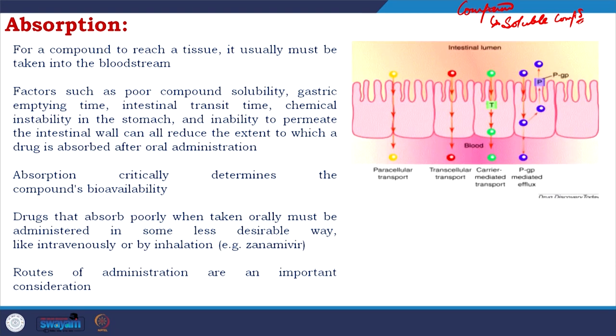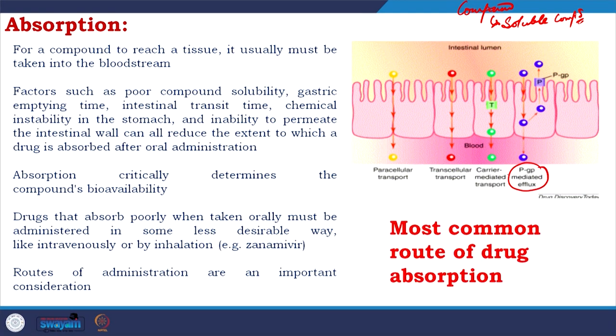So, if you look at the intestinal lumen to the blood, it comes through paracellular transport, transcellular transport, carrier mediated transport, and PGP, which is glycoprotein mediated efflux. You could make many strategies here, and these are the most common routes of absorption. And here are the criteria. The molecule being nonpolar would be good. Molecular weight less than 500 Dalton is good.